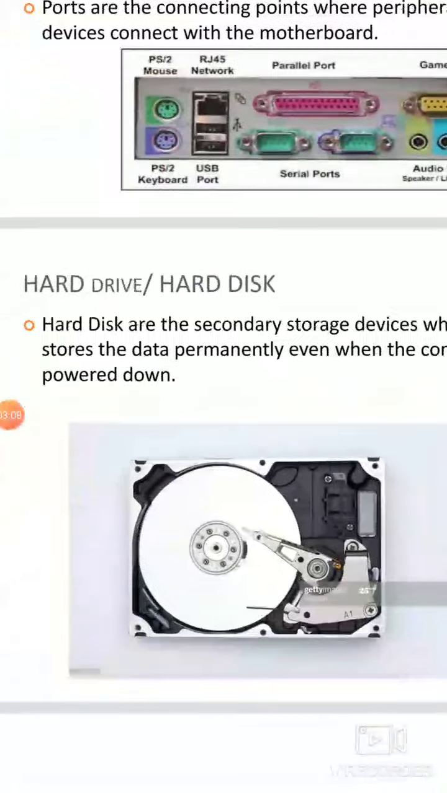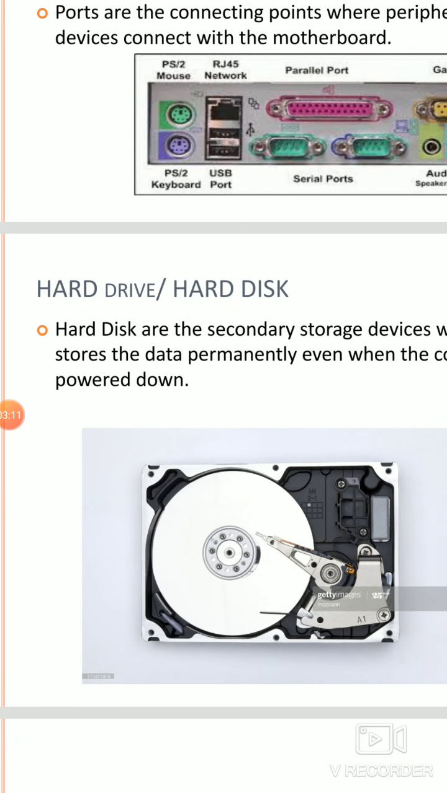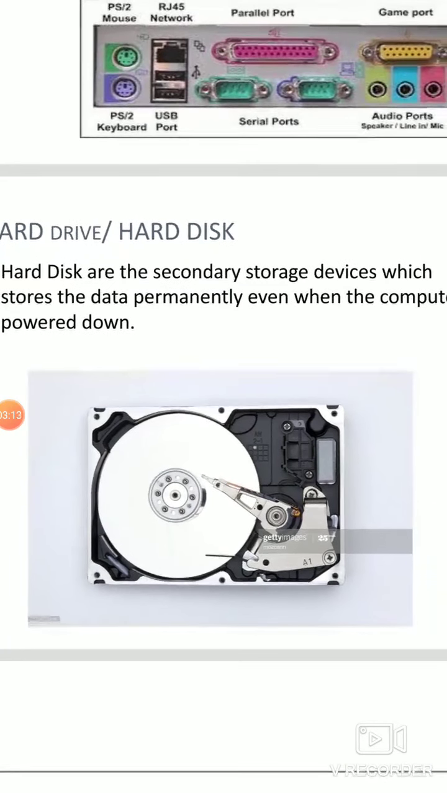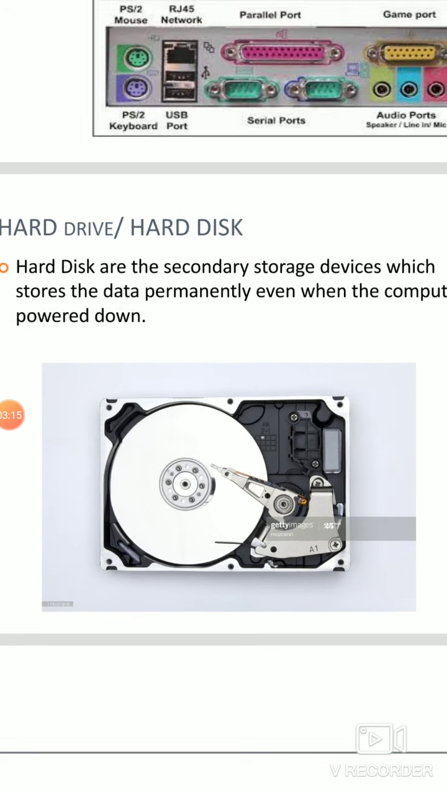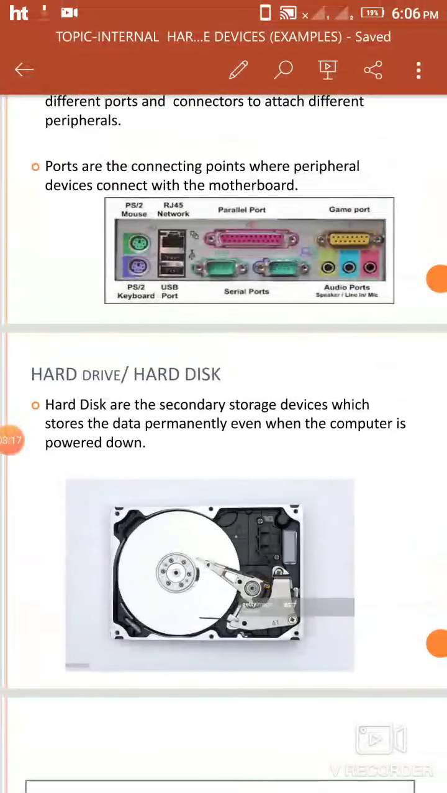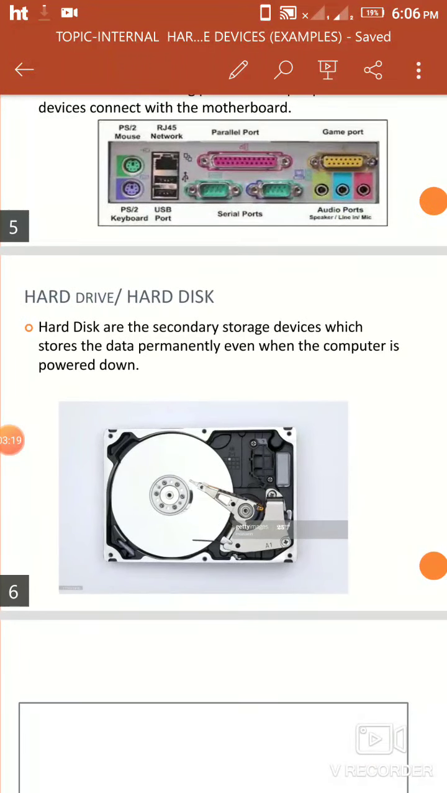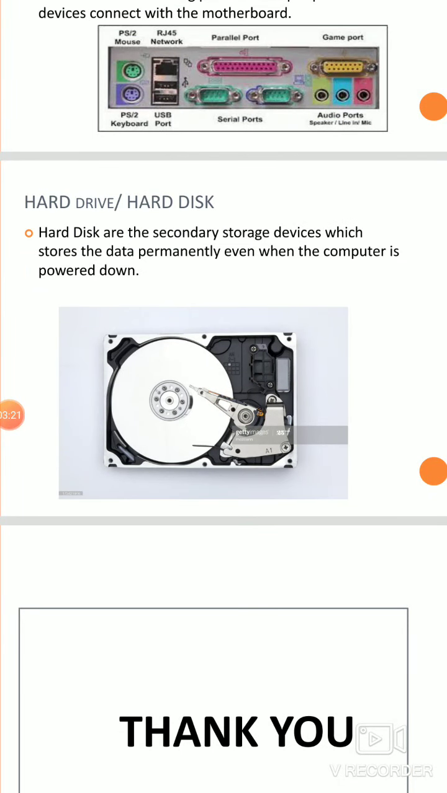Next, coming to the topic hard drive or the hard disks. Hard disks are the secondary storage devices which store the data permanently even when the computer is powered down. A hard disk can be of different sizes.